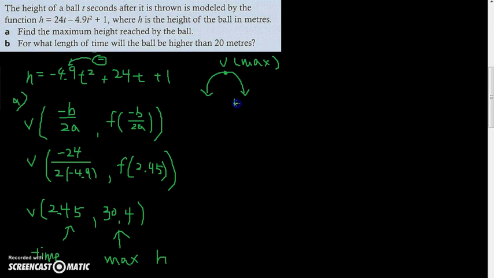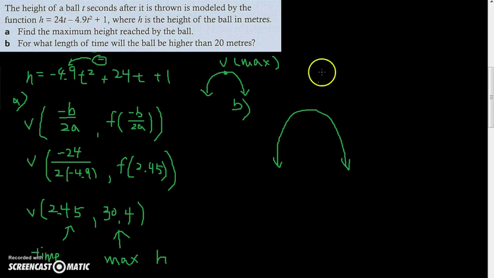Now for part B, they're asking us, for what length of time will the ball be higher than 20 meters? In this case, I'm going to use the graphing calculator to help me out. Let me just pull out my calculator. I know that my parabola is going to look something like this.